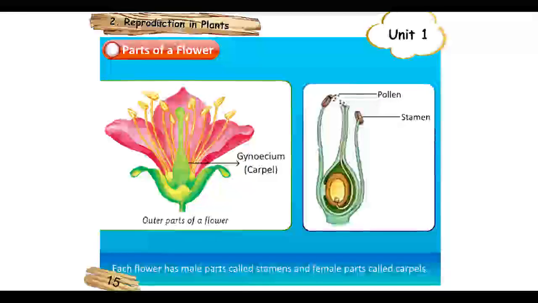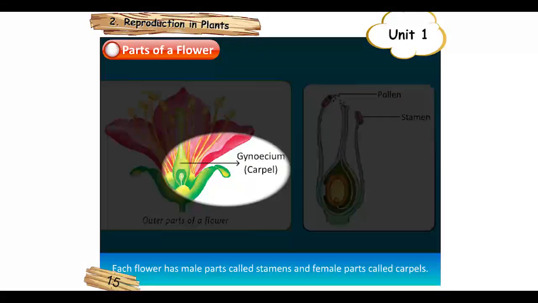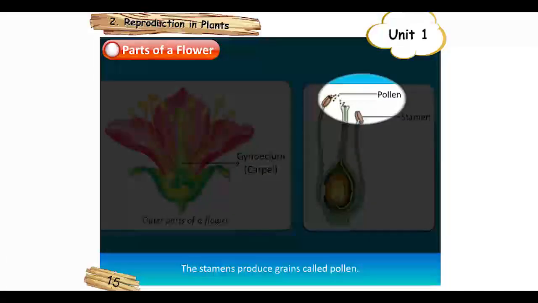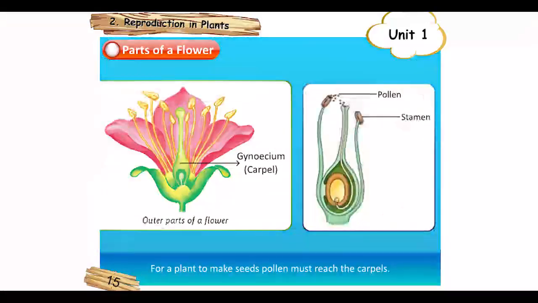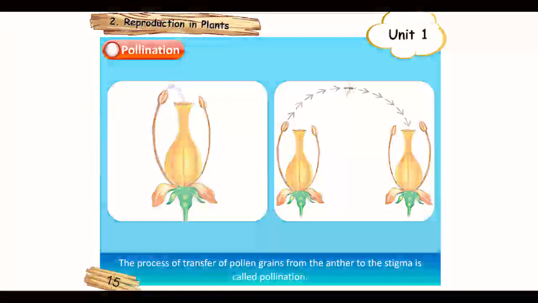Each flower has male parts called stamens and female parts called carpels. The stamens produce grains called pollen. For a plant to make seeds, pollen must reach the carpels. Pollination. The process of transfer of pollen grains from the anther to the stigma is called pollination.